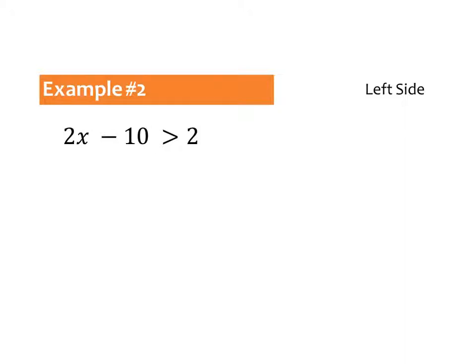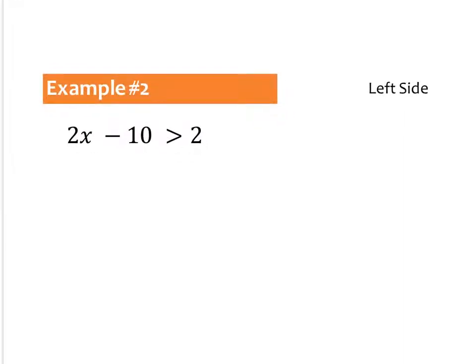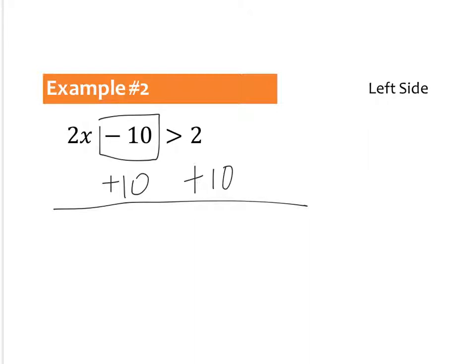So, we're going to try to get x by itself, right? The first thing that we need to do is move this 10. Why the 10? Because the 10 is the number that is by itself, so that number is going to move first. The opposite of a negative 10 is positive 10, so I'm going to add 10 to both sides, okay?